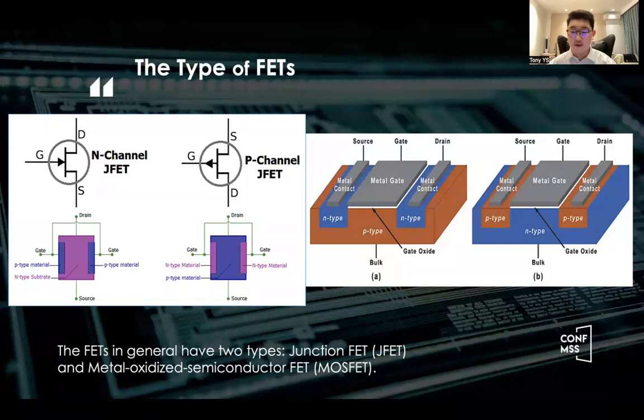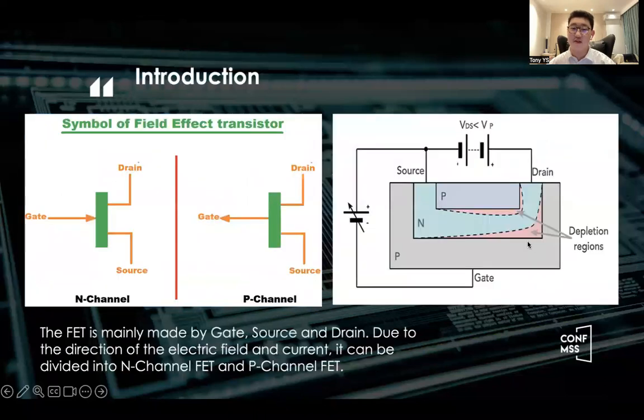Also, the surface of the bulk, which is here and here in the example, is actually made of silicon, which is a good semiconductor, so it has a higher efficiency.